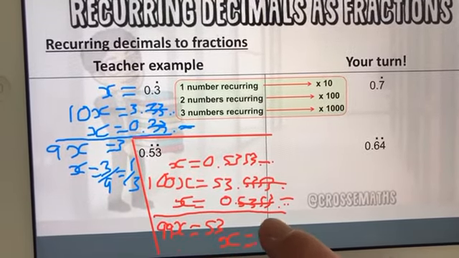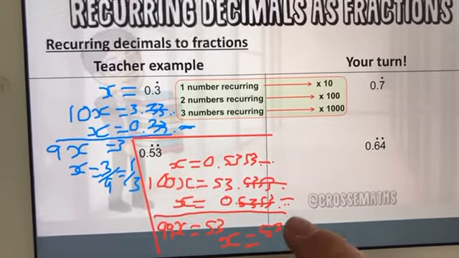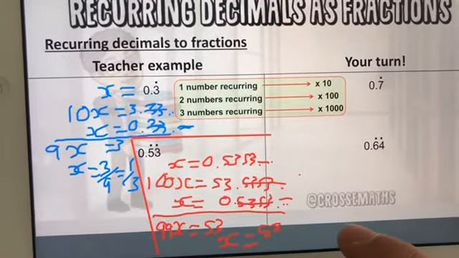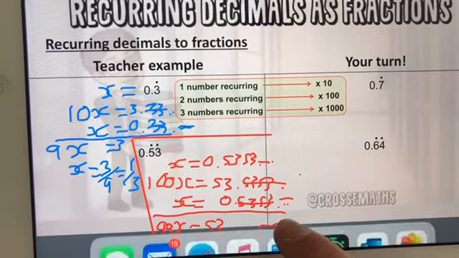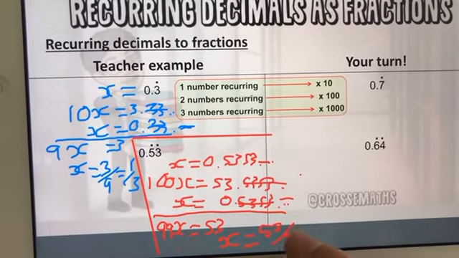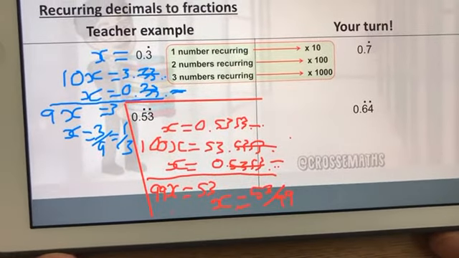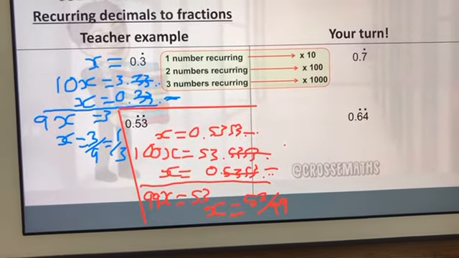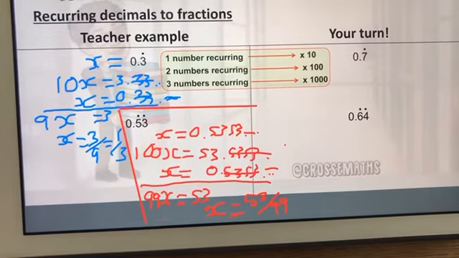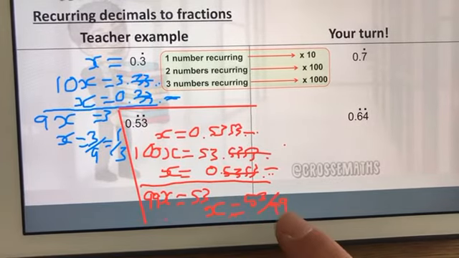Really difficult to do this with a big finger, sorry. x equals 53 over 99. If you can, guys, when you're ready, have a go at the two on the right-hand side. Similar process to what I just did. Simplify if you can. 53 over 99 won't get any smaller, so I'm going to leave that as it is.